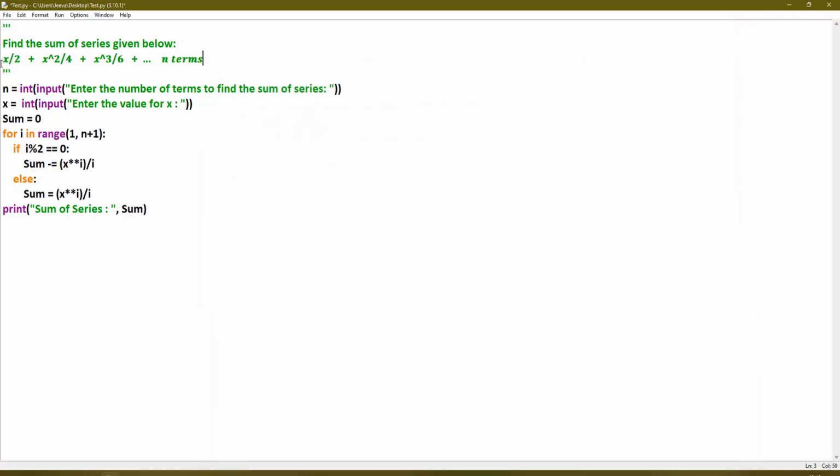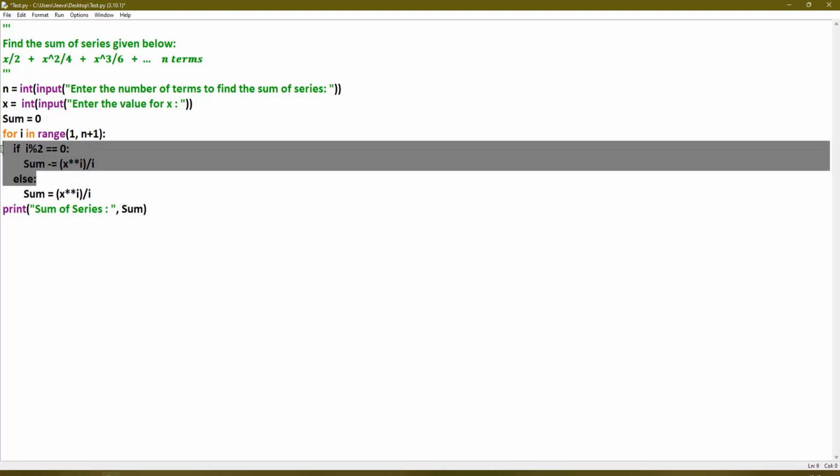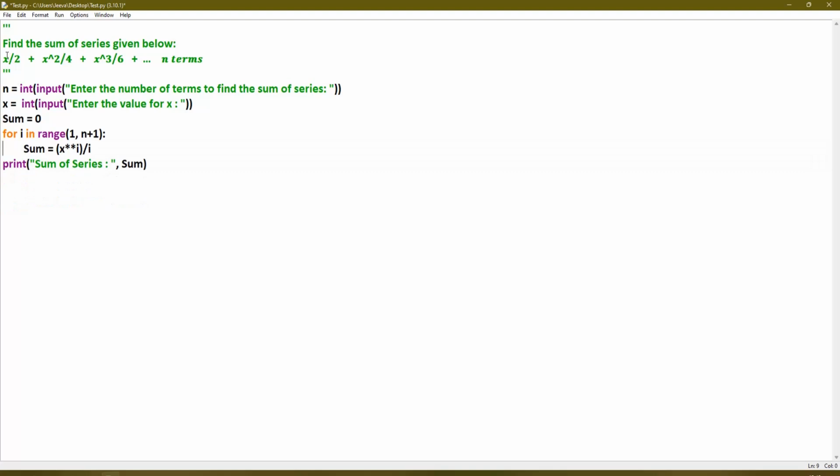Let me have the new series here. x by 2 plus x squared by 4 plus x cube by 6, and so on. Here always it is plus, so we don't need to check whether it is odd or even terms. I will remove all these. Now if you see, the numerator is x, x to the power 2, x to the power 3. So that means x to the power I. So it is same as it is here. And then if you see the denominator, it is 2, 4, 6. That is I into 2. We need to put this in the bracket. So this is done. Here the plus is missing.